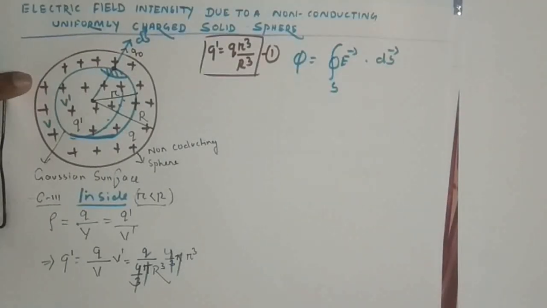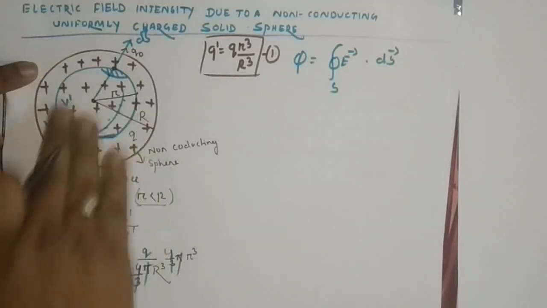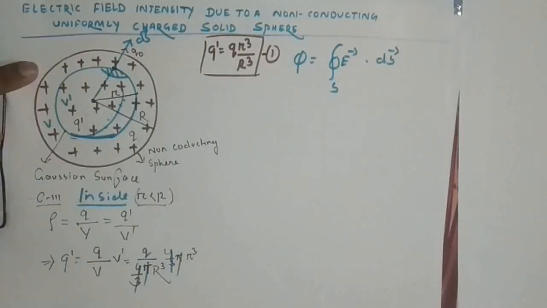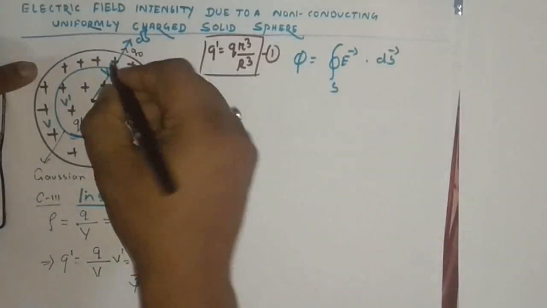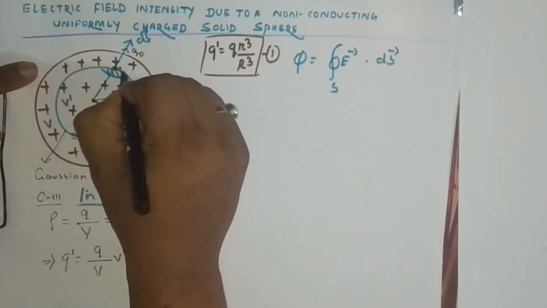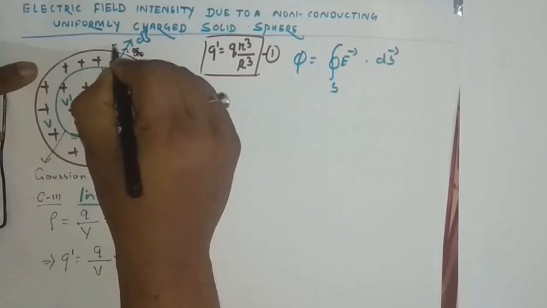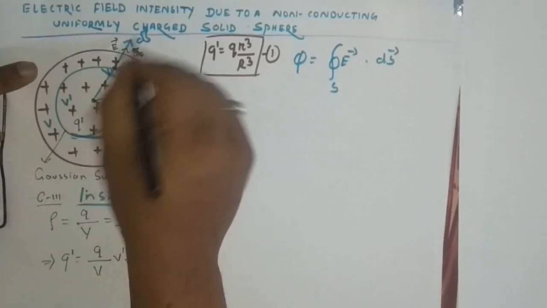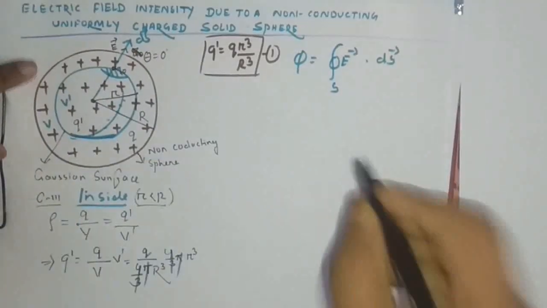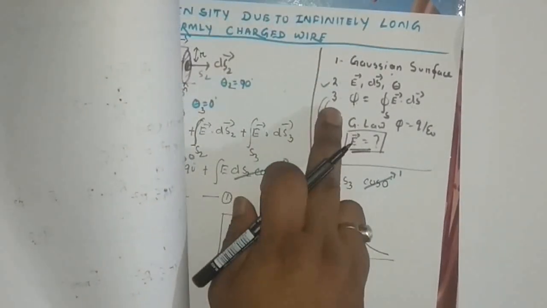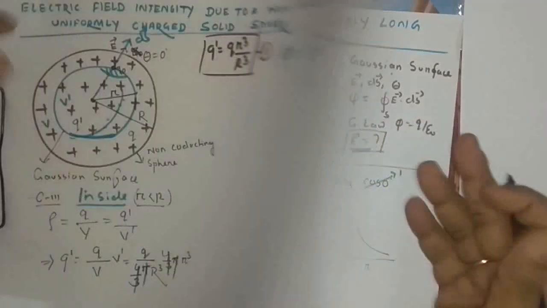Now what we will see, all the positive charges on this will be outward. Here is the test charge Q naught, my mistake, and here is my electric field. So here the angle between them, they are in the same direction, so theta is 0 degree. First point is over. Second point is, third point is phi.